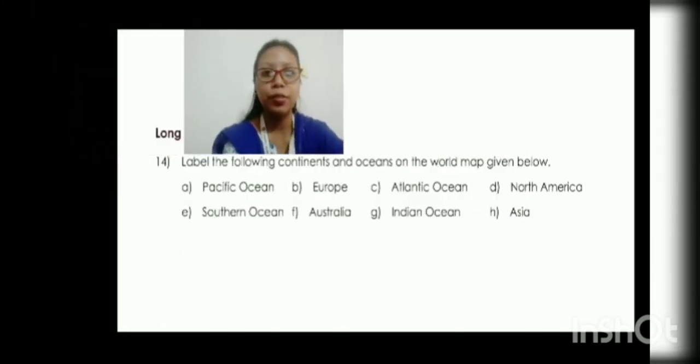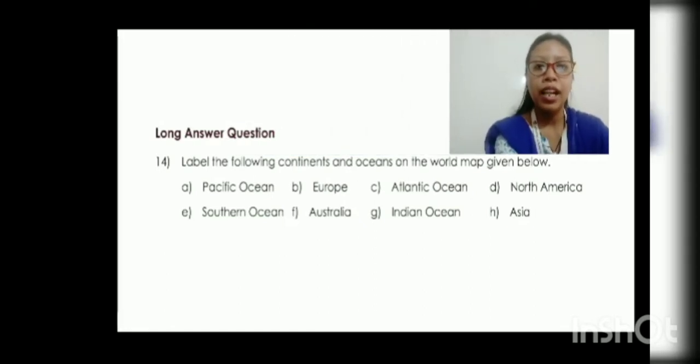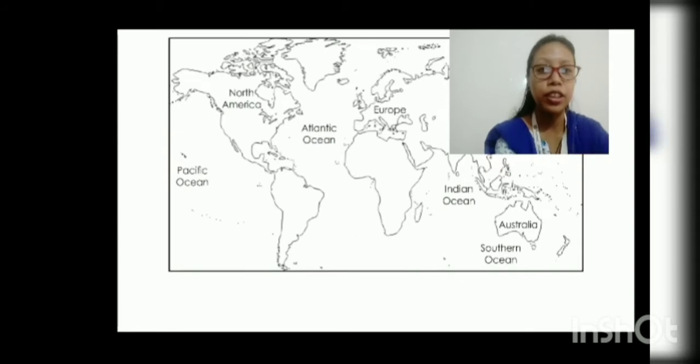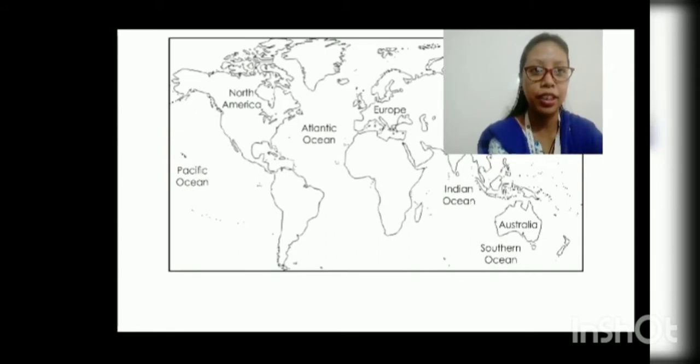So first, here we have a question. Label the following continents and oceans on the world map given below. We have discussed the continents and the oceans, right? Here a few of the continents and oceans have been given, like Pacific Ocean, Europe, Atlantic Ocean, North America, Southern Ocean, Australia, Indian Ocean and Asia. So these are some of the continents and the oceans that have been given here.